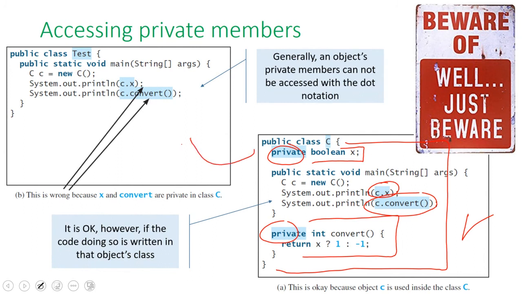Now, when you are trying to use class C from another class, another method inside another class, so here I'm creating an object of class C, and then I'm trying to access c.x, c.convert, this is where the private is going to prevent you from being able to access it. Okay, very important that you understand that.